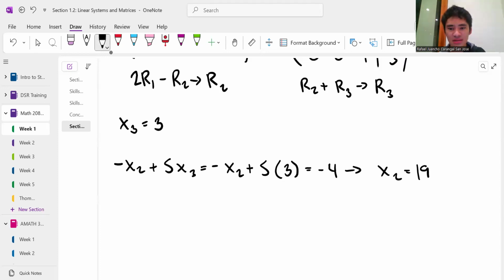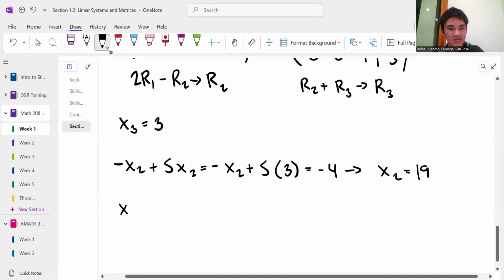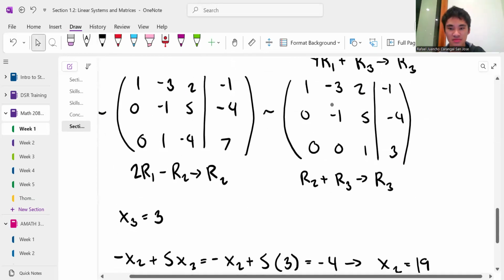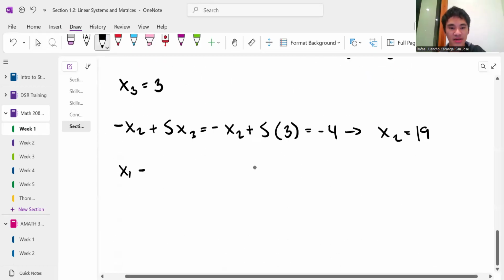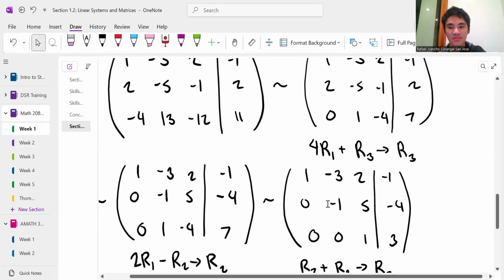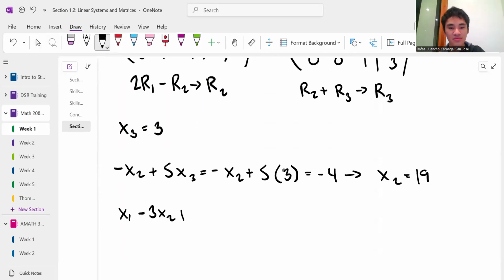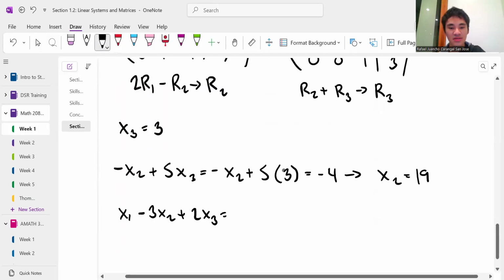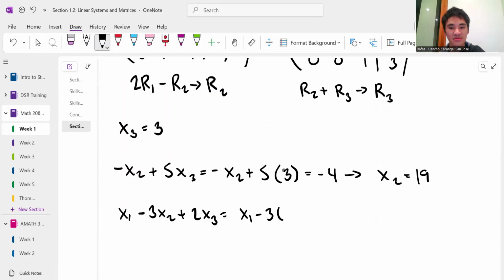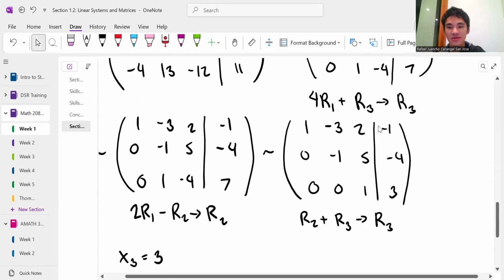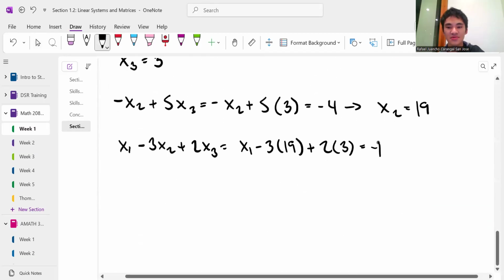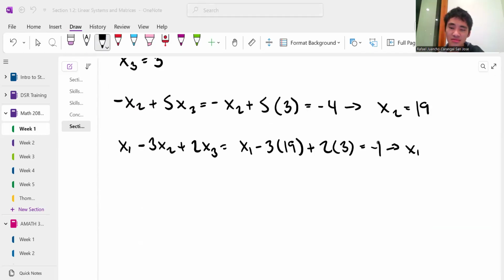x sub 2 is 19. And then lastly, we go for x sub 1, which is x sub 1 minus 3 x sub 2 plus 2 x sub 3 is equal to, then we replace the values. So x sub 2 becomes 19, x sub 3 becomes 3, and this is equal to the right-hand side, negative 1. Then we can solve for x sub 1, which in this case is 50.